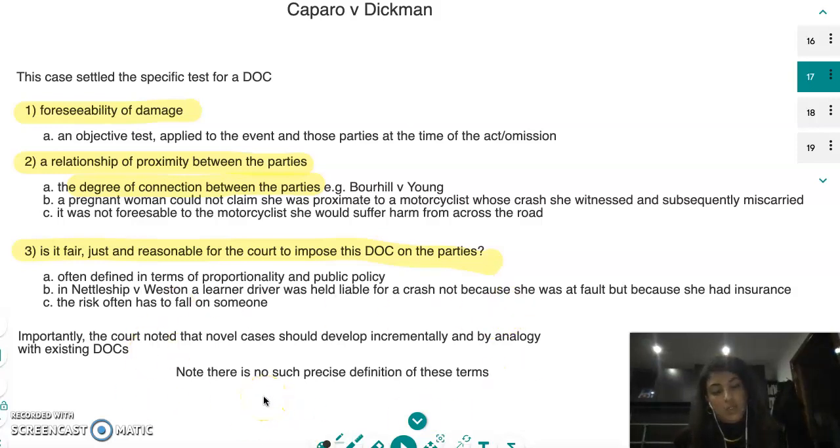Caparo and Dickman also noted that the categories of duty of care should develop incrementally and by analogy to those categories that exist at present. They shouldn't just be made up or expansively introduced whole categories.